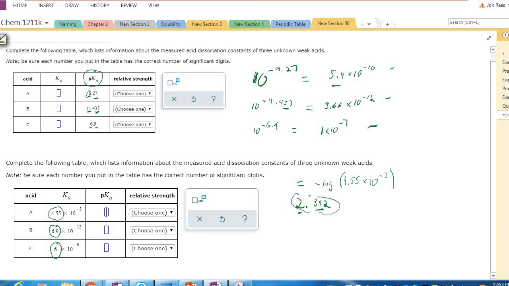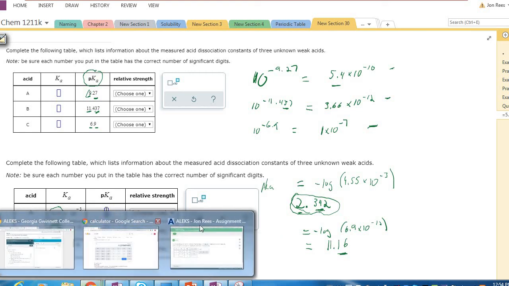Because that is on that log scale, I have 3 sig figs. This is the right answer. You may think it looks like it has 4 sig figs, but because it is a pKa, a log scale, we only worry about anything after the decimal place. This is the correct answer for A. For B, it's going to equal minus the log of 6.9 times 10 to the negative 12th. When I put that into my calculator, I get 11.16. That has 2 sig figs because it's after the decimal. Remember, that's a pKa. And I get 2 sig figs because the Ka had 2 sig figs in it.